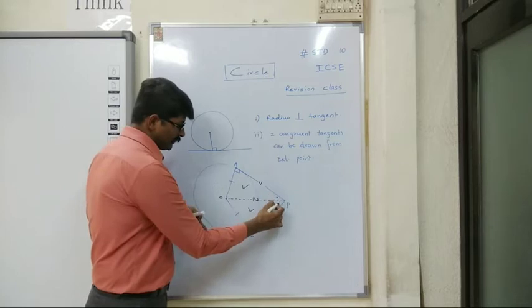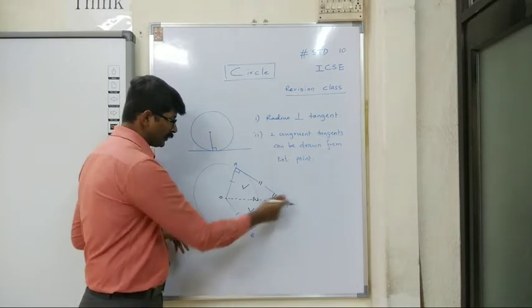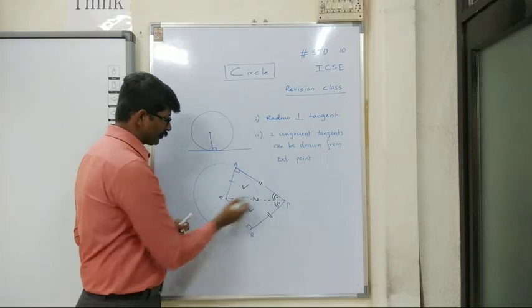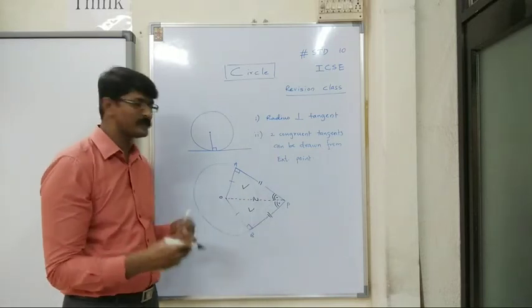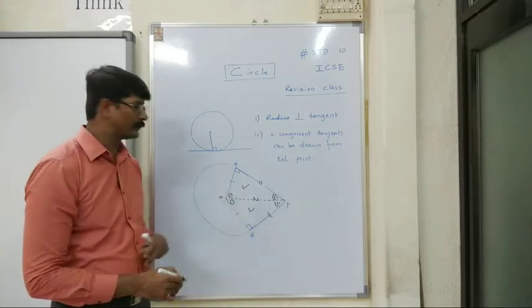This angle is always equal to this angle. So angle APO is always equal to angle BPO. I hope you are getting this, student. Angle APO is equal to angle BPO. Why? By CPCTC. Even this angle is supposed to be equal to this angle, again by CPCTC.